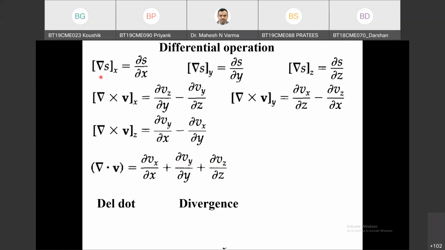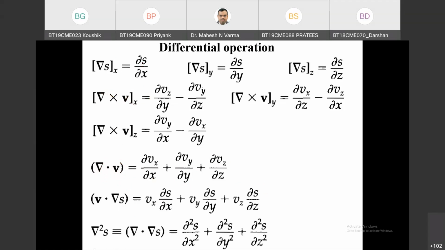So this is pronounced as del into scalar or del into vector. Similarly, this is del cross vector or del cross scalar, and this is del dot, not into, del dot vector. This is called the divergence of a property. We have already discussed this when we were discussing the generalized Newton's law of viscosity. Then we have a few more properties.